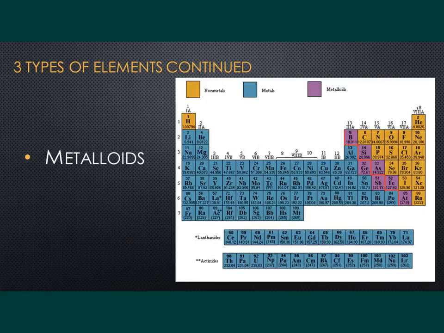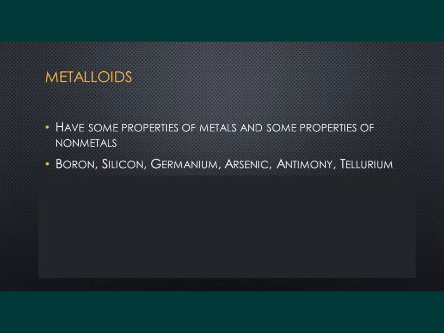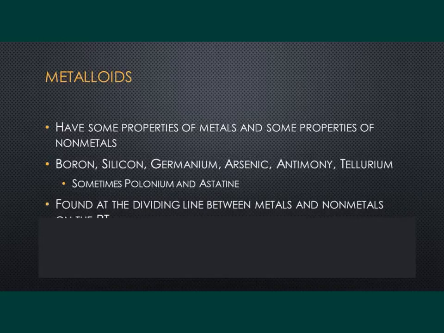The third and final type of element on the periodic table are metalloids. That's, of course, the fewest. They're the purple ones right there. Metalloids are kind of the transition between metals and nonmetals. They have properties of metals, and sometimes they have properties of nonmetals. Our metalloids are boron, silicon, germanium, arsenic, antimony, and tellurium. Sometimes polonium and astatine are considered metalloids. It just depends on who you're talking to and which periodic table you're looking at.